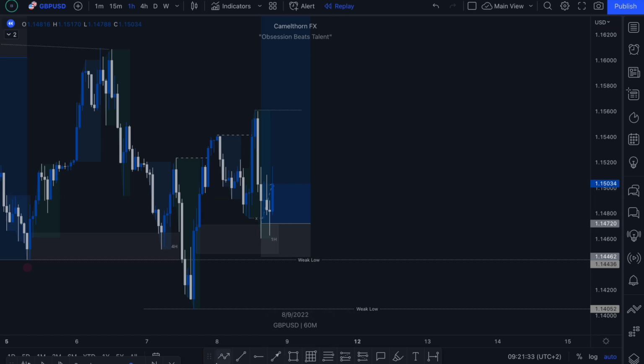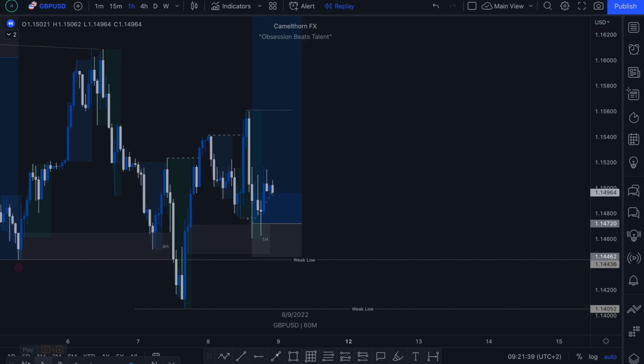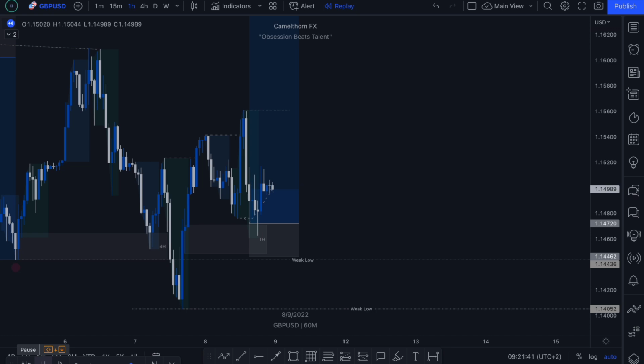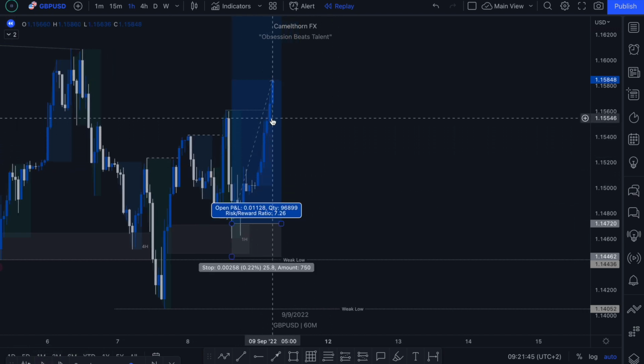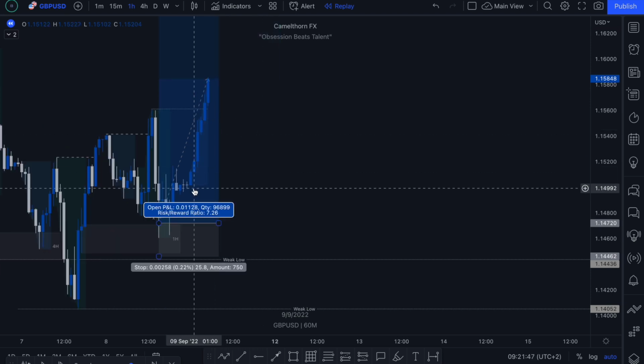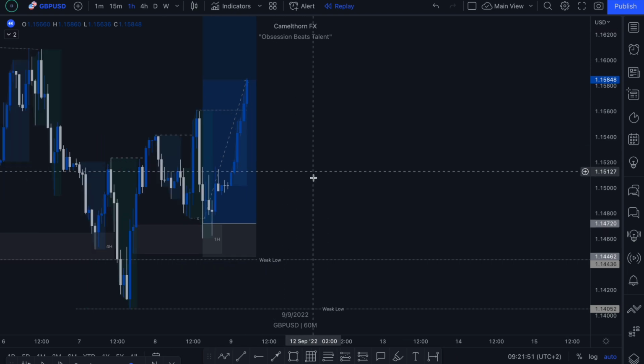So we got tapped into the trade. Now it's just a case of allowing price action to do what it needs to do. At this point, after I got triggered into the trade, I wasn't looking at my charts at all. This is now where the Asian session kicks in. You can see we had a lot of volume during that Asian session. It actually pushes price action up.